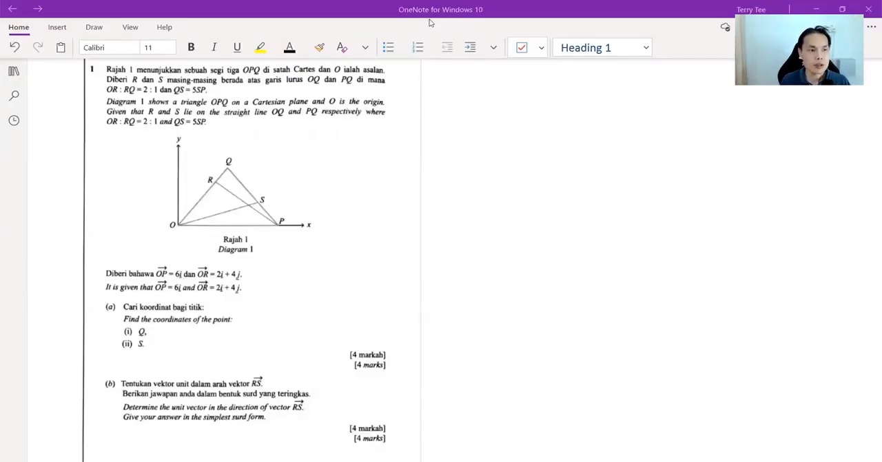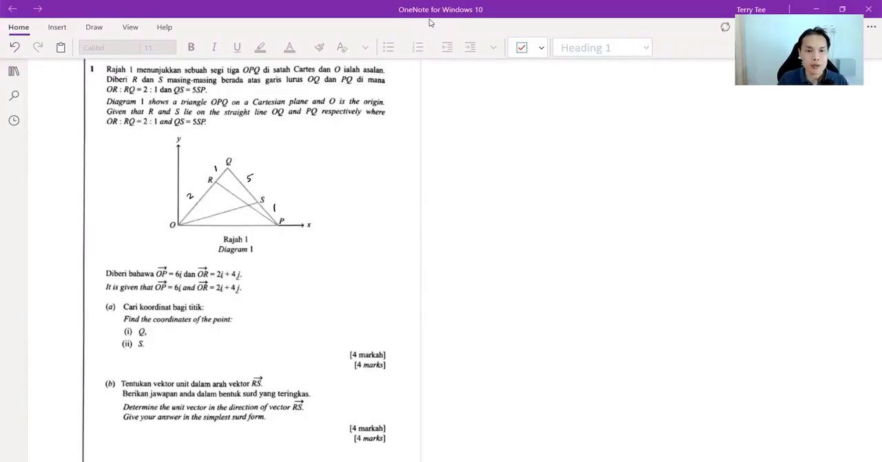In this question, we have a triangle OPQ on the Cartesian plane, and this is a question from the chapter Vector, and O is the origin. Now, R and S lie on straight line OQ and PQ respectively. The ratio of OR to RQ is 2 to 1. Now, let me label here. This is 2 and 1. And QS is 5 times SP. That means this is 5, this is 1. You're given vector OP and vector OR, and you're supposed to find the coordinate point Q.